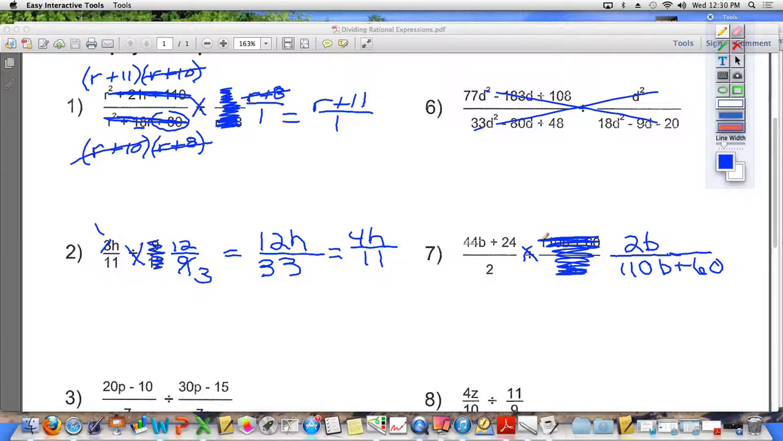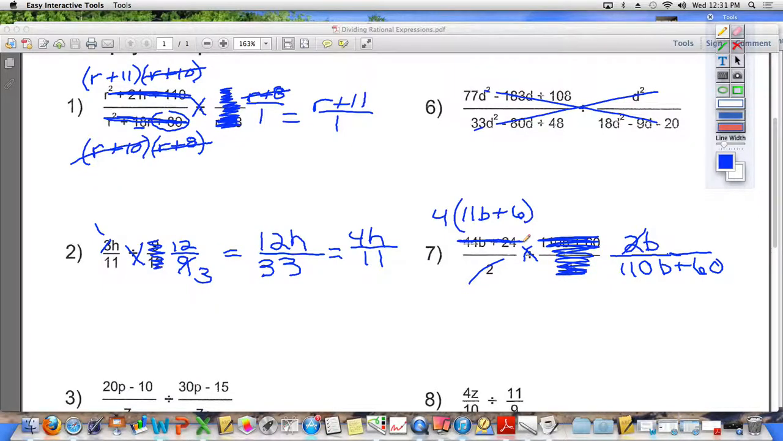Anything I can cancel out right now? Yes, there is one thing: the 2's. There is a 2 on top, there's a 2 on the bottom. I'm going to get rid of them. Factor 44b plus 24. What do they have in common? A 4. Take a 4 out. So when I take a 4 out, I am left with 11b plus 6. I'm going to cross the 44b plus 24 off too.